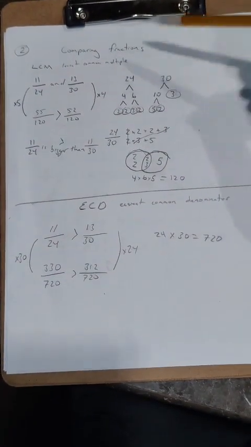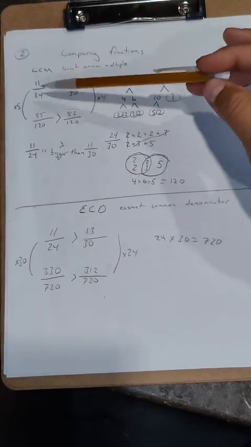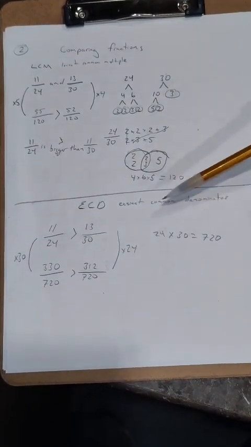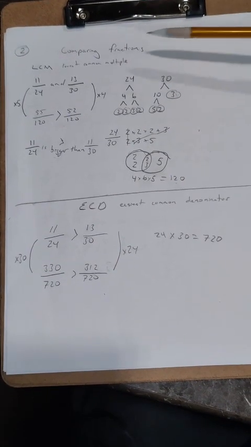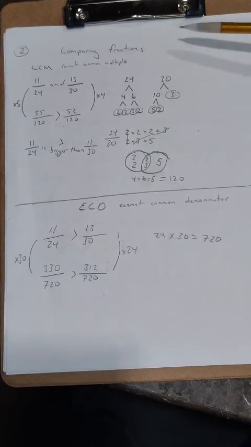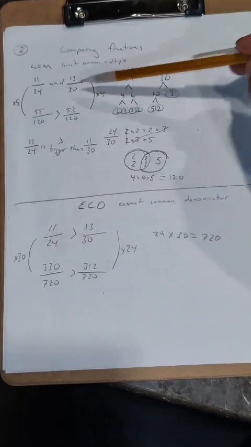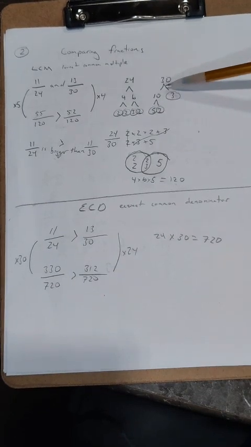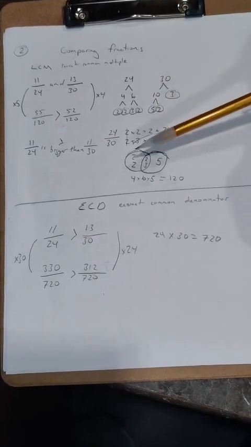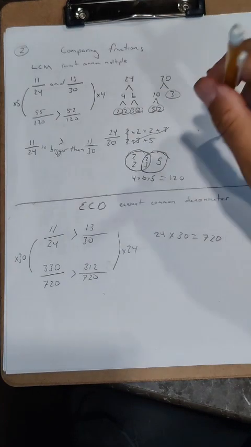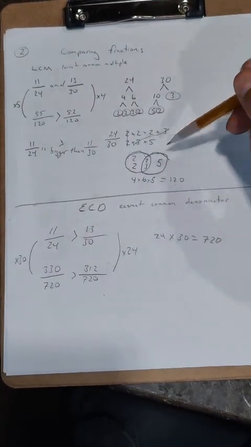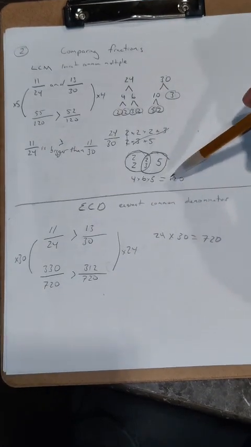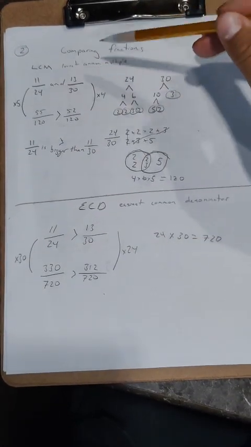Number 2, comparing fractions. I'll be comparing 11 over 24 and 13 over 30 using the least common multiple and the easiest common denominator. For the least common multiple, I first made a factor tree of the two denominators, 24 and 30. I made the factor tree all the way to the prime numbers. I multiplied all of the prime numbers within them, and the least common multiple of 24 and 30 was 120. So I rewrote it here.